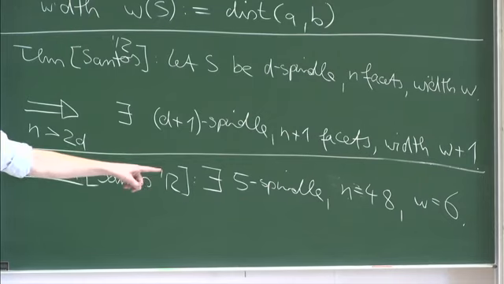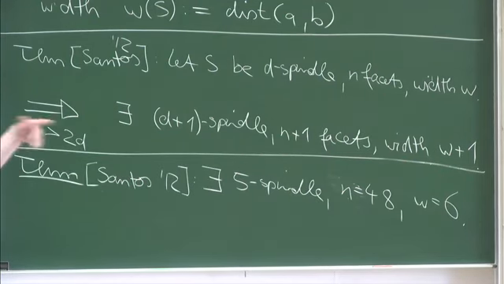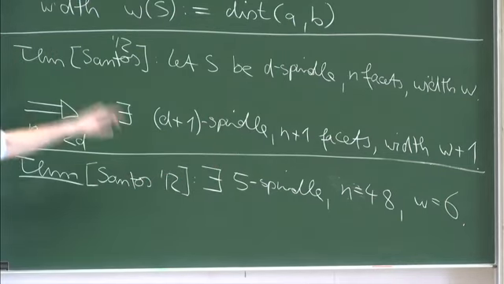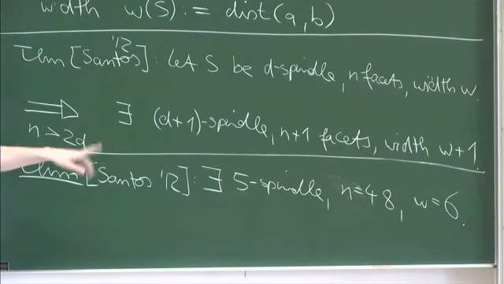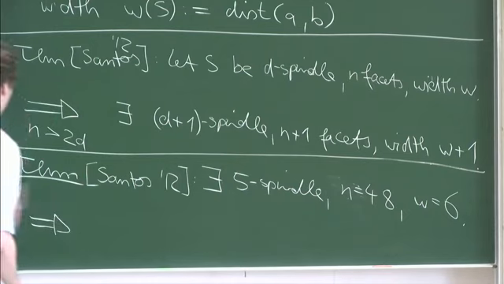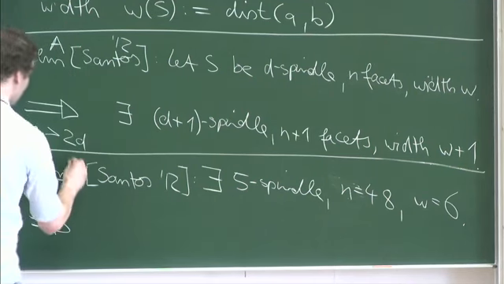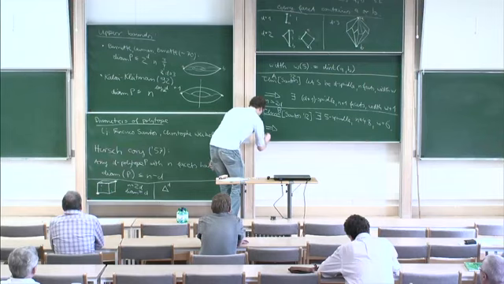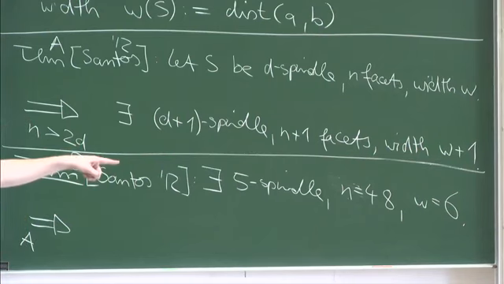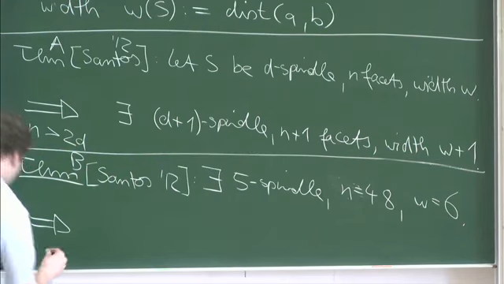And whenever you have a polytope, a spindle, where the width is larger than the dimension, then you can apply this induction step several times until you reach a polytope where n is equal to 2d. Then you stop this induction, and you found a counterexample to the Hirsch conjecture. So say this is theorem A and this is theorem B. You use theorem A. I think here you use it 38 times.